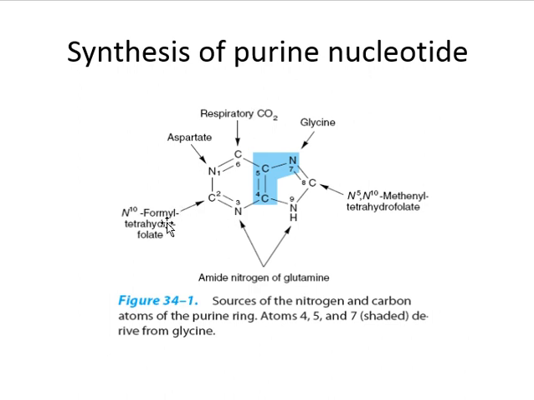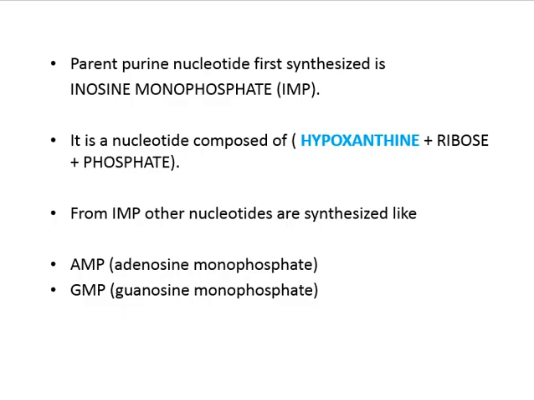So these are the sources of atoms for the synthesis of a purine ring. Now the parent purine nucleotide which is first synthesized is inosine monophosphate. This inosine monophosphate is composed of a purine base hypoxanthine, a ribose and a phosphate group. From this inosine monophosphate, other nucleotides are synthesized like adenosine monophosphate or guanosine monophosphate.